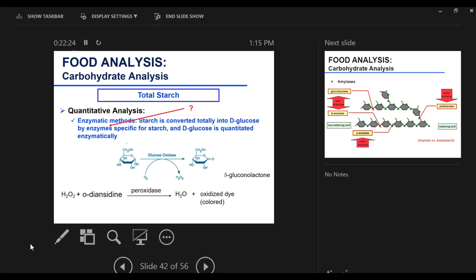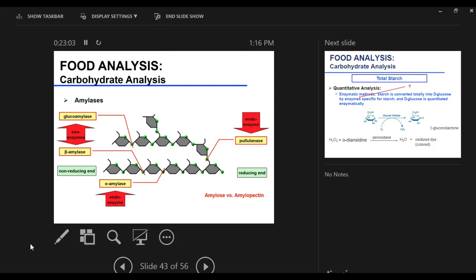So you have total starch. In order to get the total amount of starch, we have to break down the starch into the monomeric form, which is glucose, the building block of starch. So how do we break down starch into glucose? Without looking further into your slides, remember from your food chemistry, what enzymes would you use to convert starch to glucose? Zach? Yes, that would be amylase.